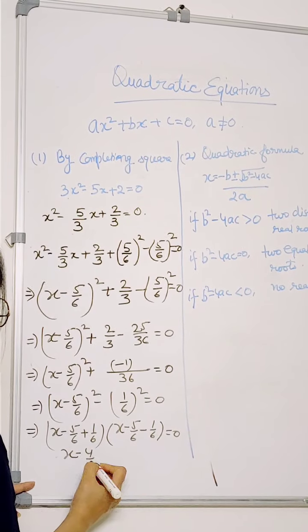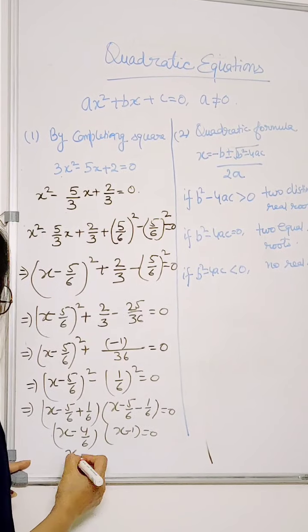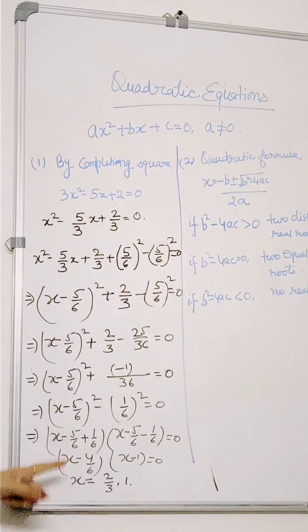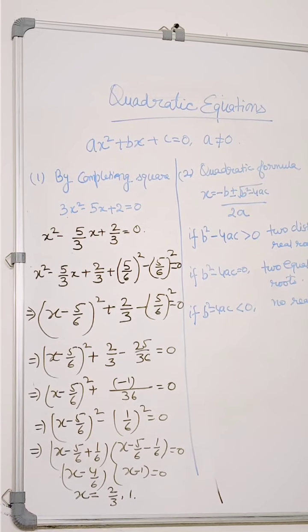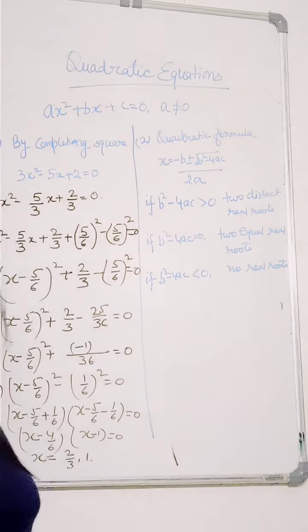x minus 4 upon 6 and x minus 1. It means x is 2 upon 3 and 1. Roots of this equation are 2 upon 3 and 1. Now the second method is the quadratic formula.